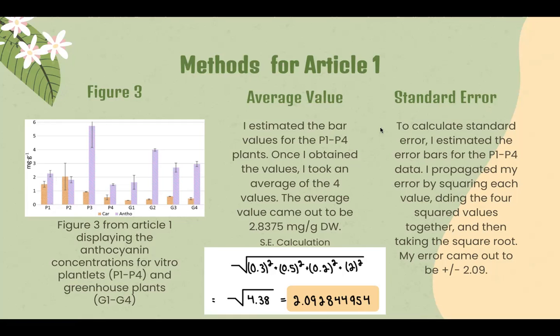To calculate standard error, I had to propagate the error and estimated the error bars in the anthocyanin concentration bars. And I had to propagate my error by squaring the standard error values for each plant, adding them together, and taking the square root, and I got an error of 2.09. Over here, I have shown how I calculated my standard error.